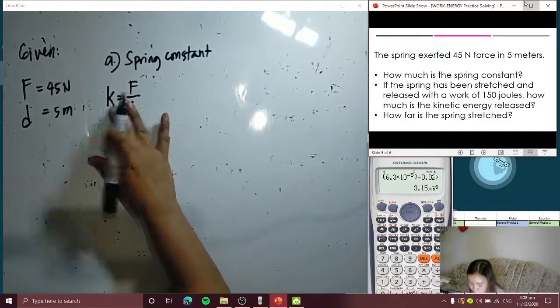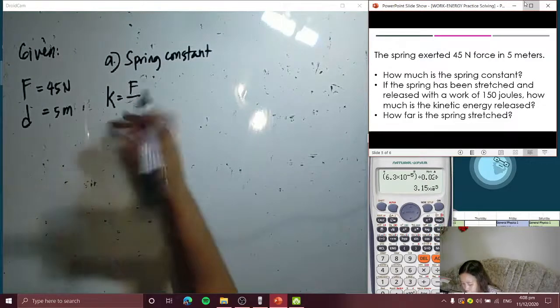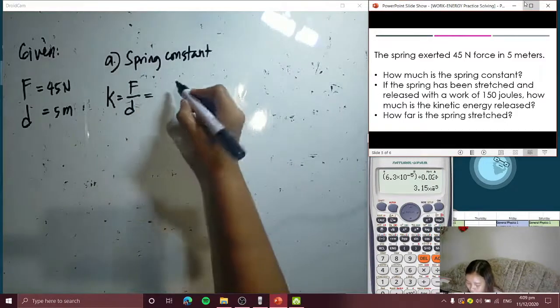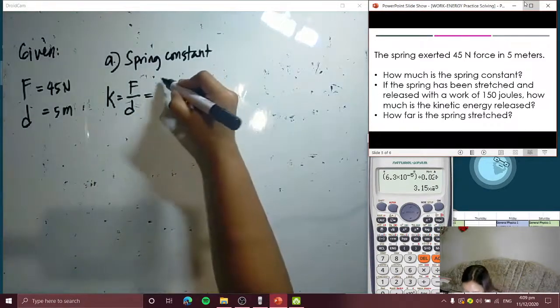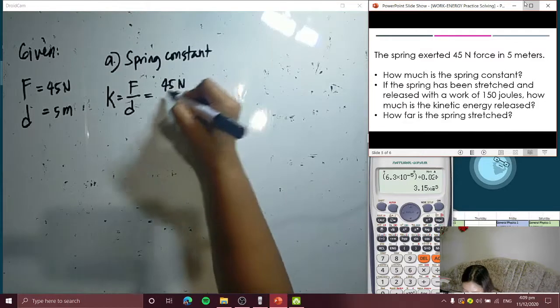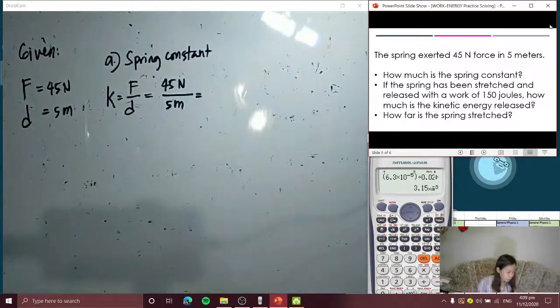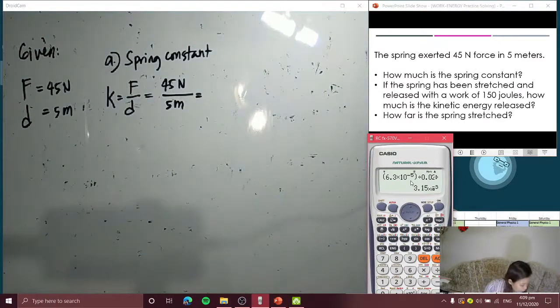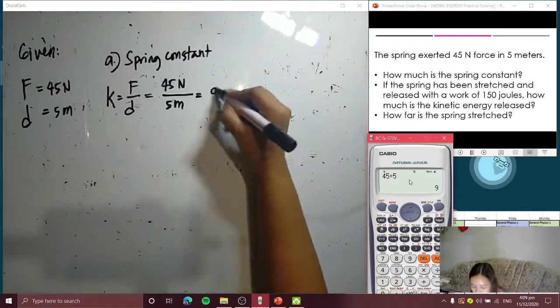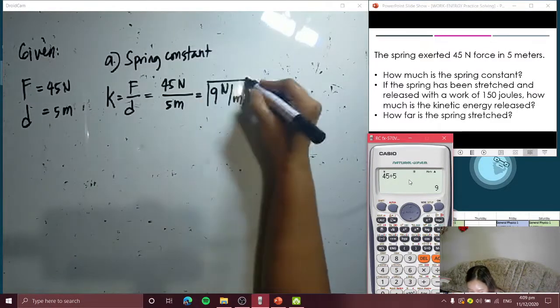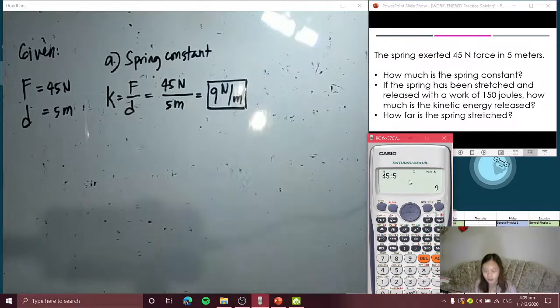D gali. Sorry, D. So, we just simply substitute the value. For the force, that's 45 newtons divided by 5 meters. So, 45 divided by 5 is equal to 9 newton per meter. And this is now our spring constant.